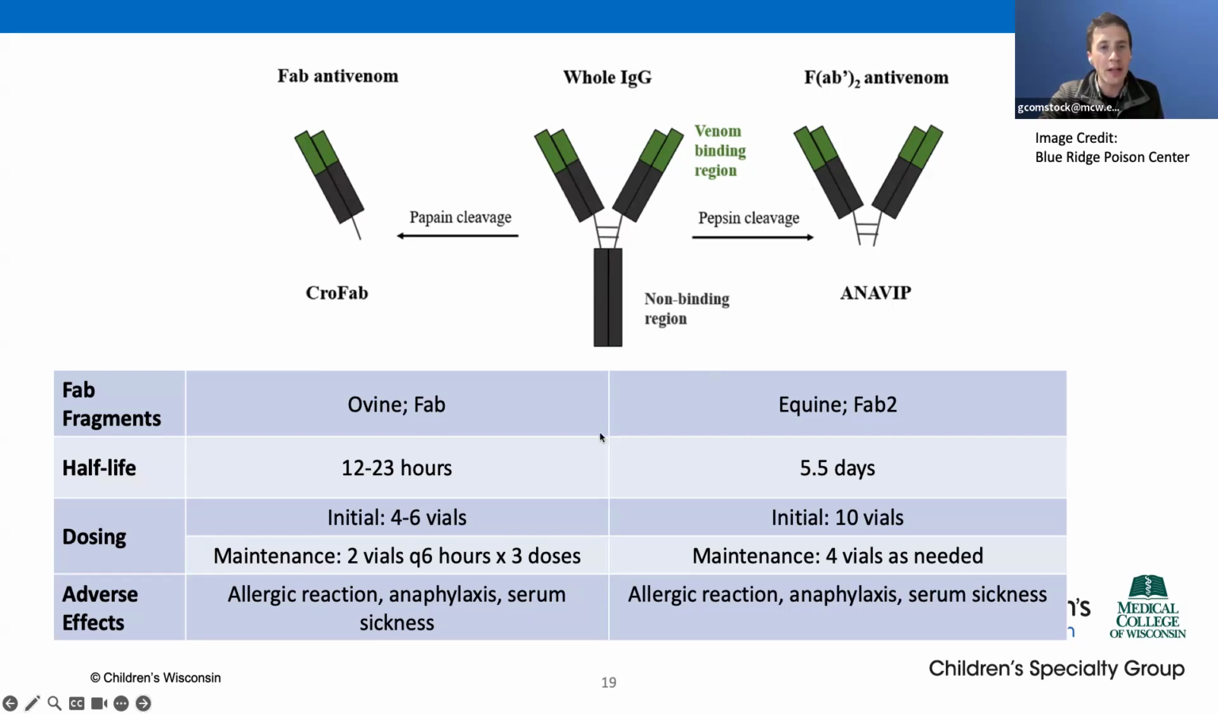And because it's so big, it takes a lot longer for the body to get rid of it. So the half-life is about 5.5 days for Anavip as compared to a half a day or a day for CroFab.